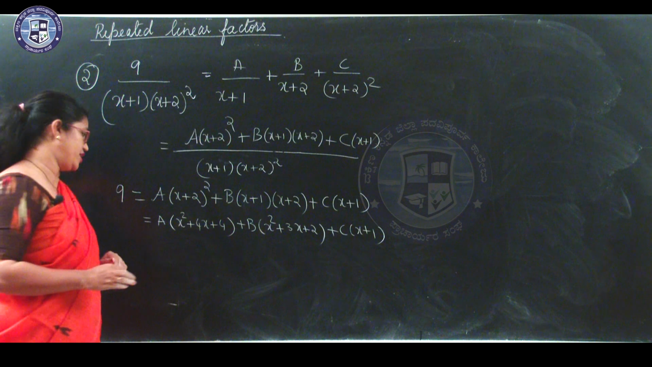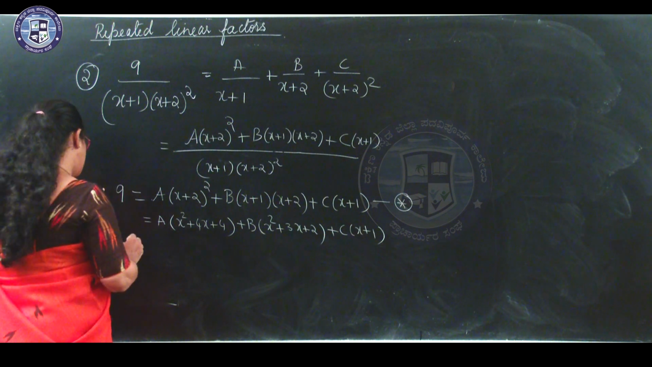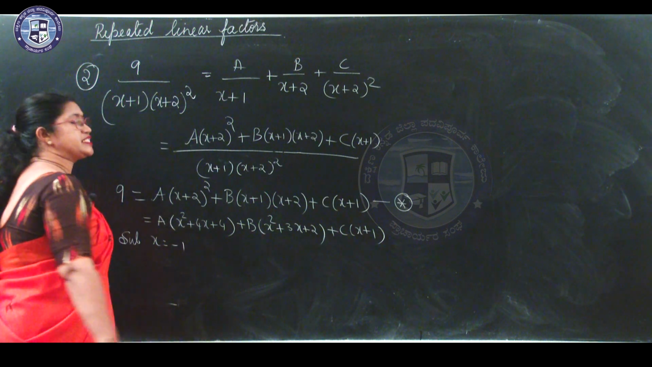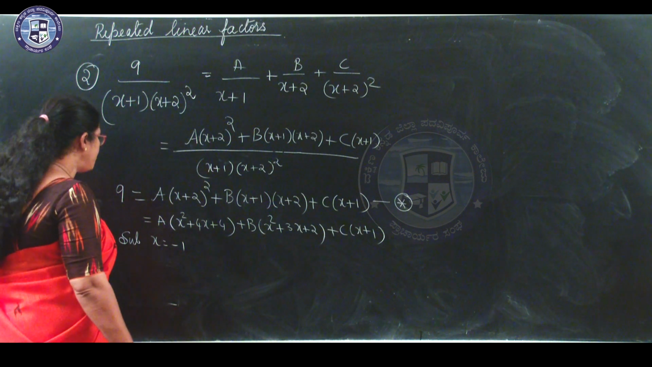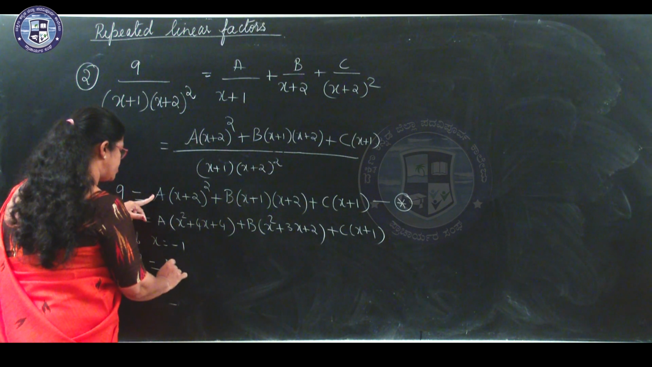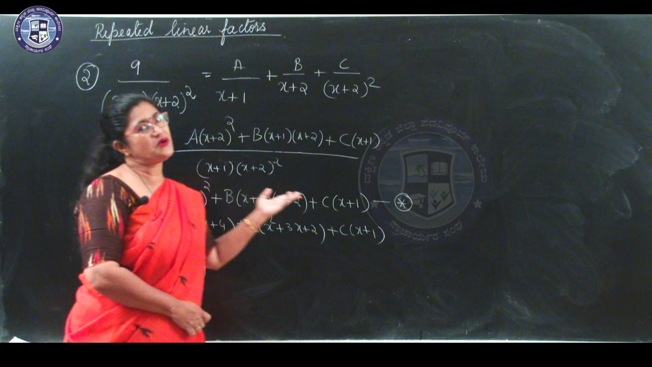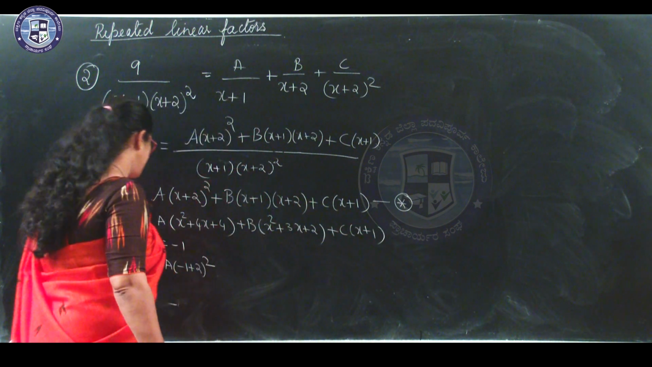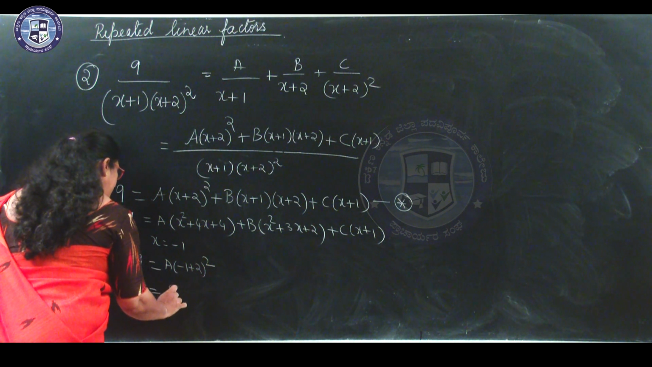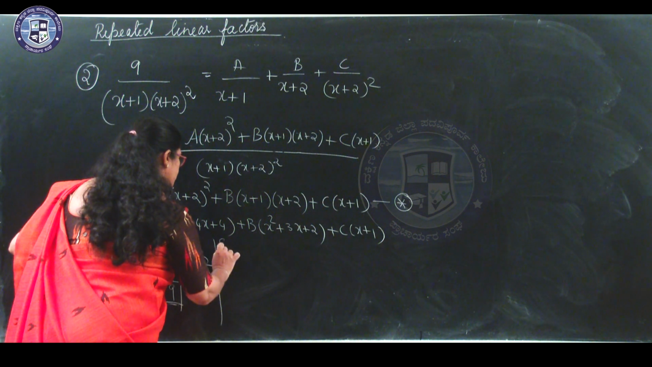Now, let us substitute the values. So, this is star, in this I am going to substitute in star only. So, when I substitute, what are the factors I am going to substitute? First I am going to substitute x is equal to minus 1. When I put x is equal to minus 1, 9 is equal to A into minus 1 plus 2 the whole square. B becomes 0, C becomes 0, eliminated. So, now 2 minus 1 is 1, 1 square is 1 itself, and you get A is equal to 9. Now, let us substitute the next value.